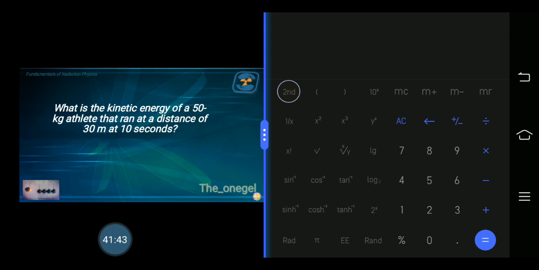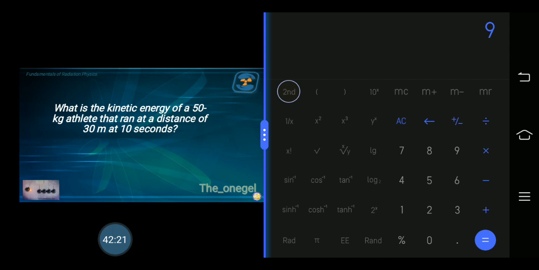Considering the velocity first, because the formula for kinetic energy is 1/2 of the mass times the velocity squared. So, we have to find the velocity. Again, velocity is the change of distance divided by time. So, 30 meters divided by 10, very elementary, very basic. So, our velocity is 3 meters per second. Raised to 2, 3 times 3, that will become our V squared, which is 9.